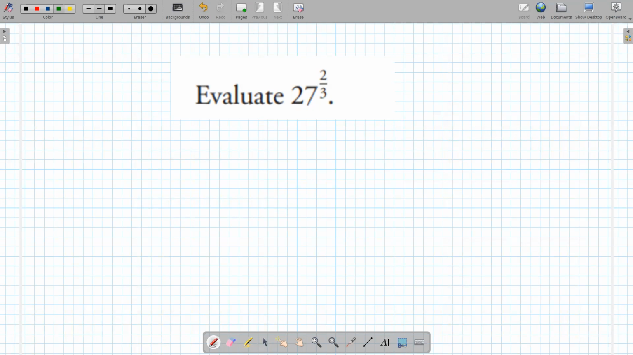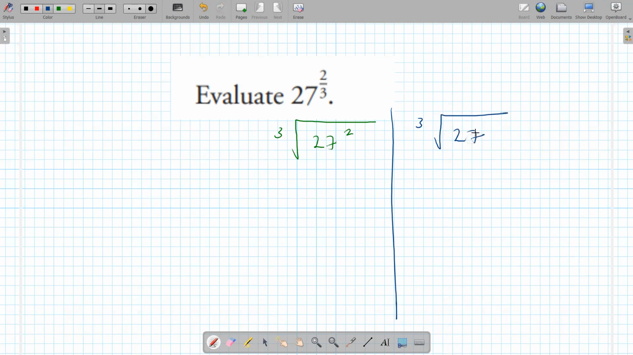It turns into the cube root of 27 squared. Now here, you can do either way. You can either do 27 squared and the cube root of that, or you can do this. The order here is not super important. You can do the cube root of 27 first and then squared.